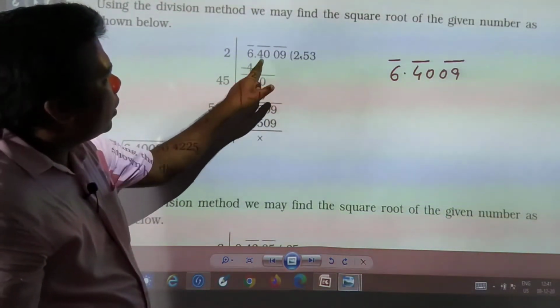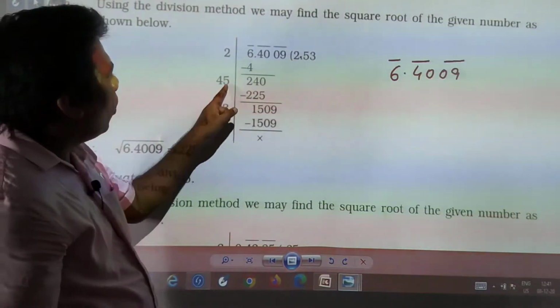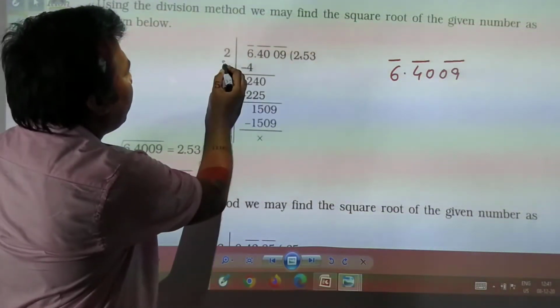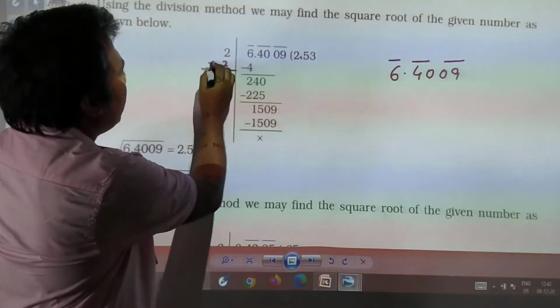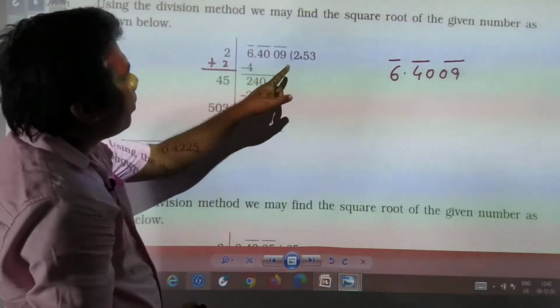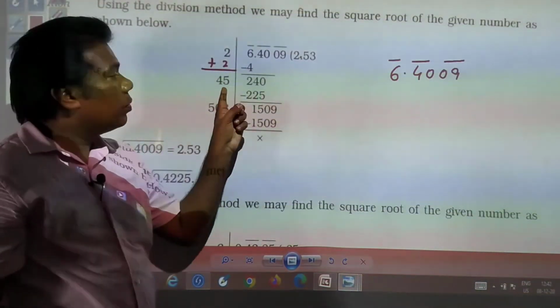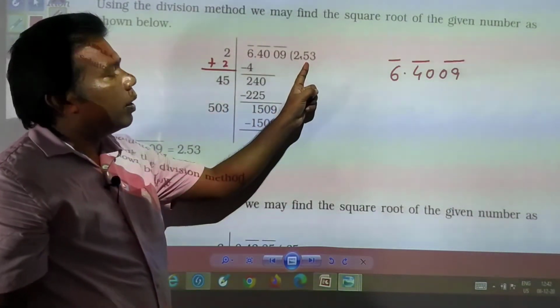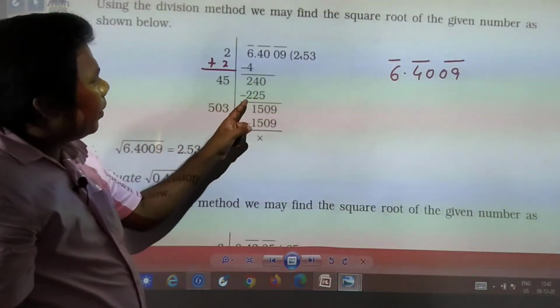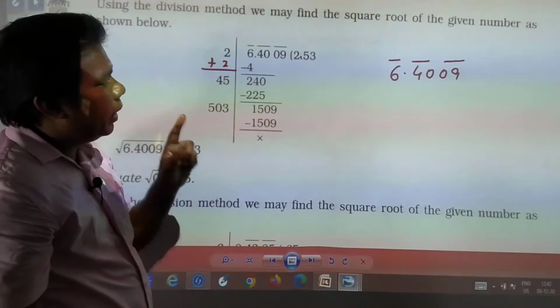Next pair, 40, has been taken down, it became 240. Now this 2 is required to be written over here and added. So you have got 4 over here. Now by 5 it has been multiplied, so if you write 5 over here it became 45, and in the quotient you have 5 into 45 you have got 225. After subtraction you have got 15.